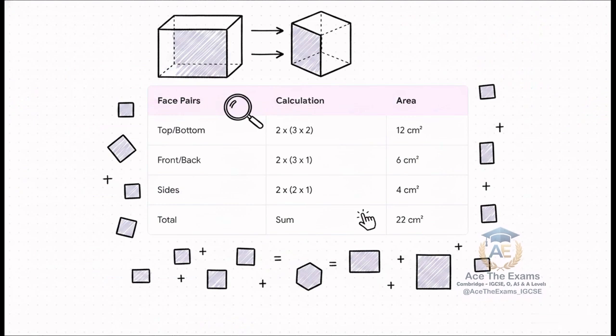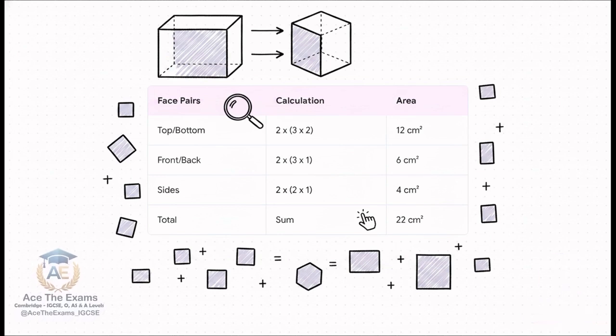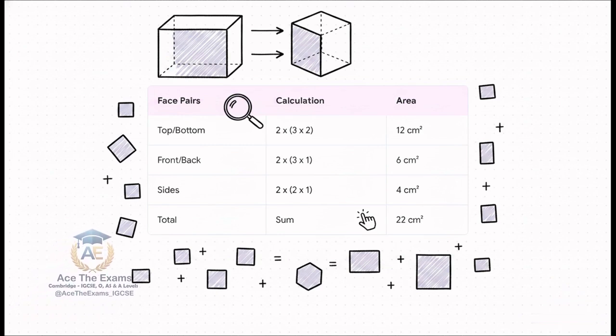Surface area is literally just the total area of the flat cardboard net. We structure our calculation by systematically working through the face pairs. Because opposite faces on a regular cuboid are completely identical, we just group them up. The top and bottom are both 3 by 2, giving us an area of 6 each, so that's 12 square centimeters. The front and back are 3 by 1, which totals 6, and the two sides are 2 by 1, totaling 4. We simply sum up all those individual parts, and we get a grand total of 22 square centimeters. Write it down clearly, state your units, and collect your marks.